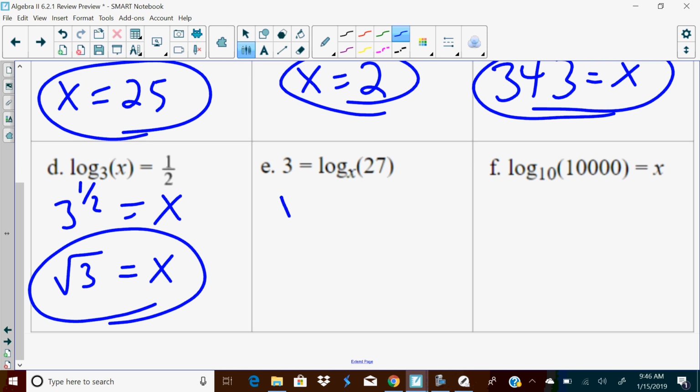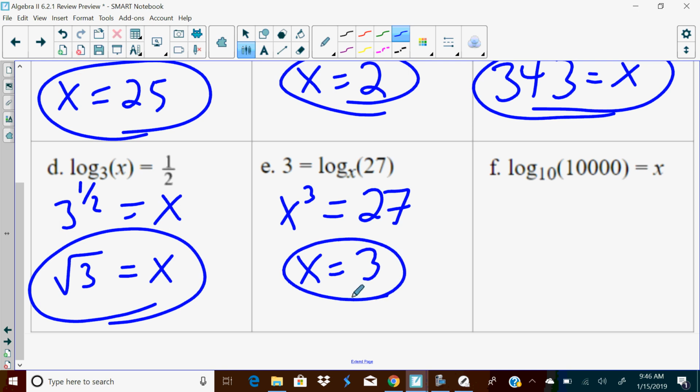For E, I want x to the third power equals 27. So it's 3, because 3 to the third power is 27. And for F, it's 10 to the x equals 10,000. So I would get 4. The easy way to think about this is there are 4 zeros, so x is going to equal 4.